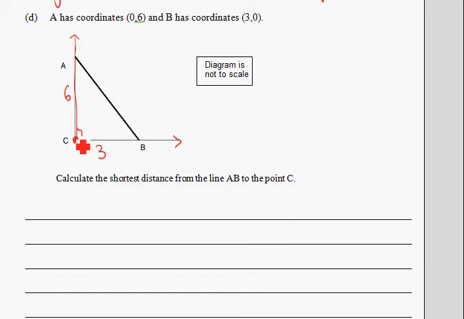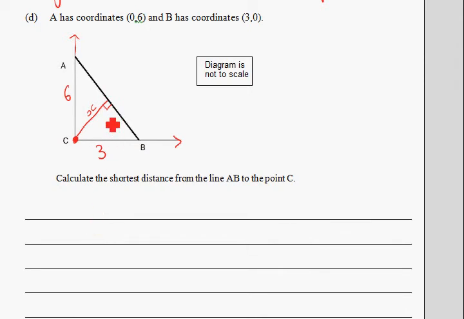So shortest distances should be, if you think about it, at right angles. You think about that. If I try and draw any other line from C out to there, they'll all be longer than that. The shortest one would be the one at right angles to line AB. So if we clear all those away and just draw in this one at right angles. So I need to find the length of that line.